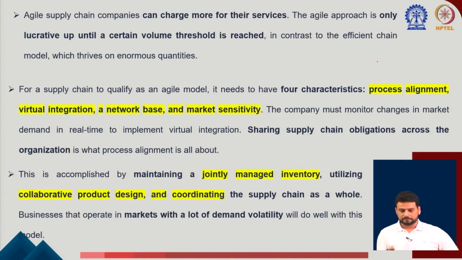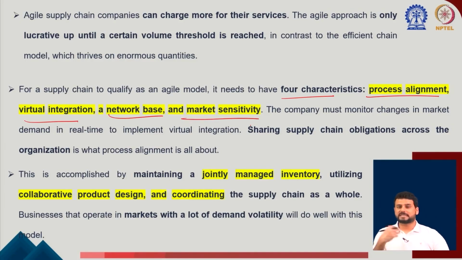So you can see, an agile kind of supply chain is required when you are dealing with those kinds of products where you are not sure about the demand, where everyday innovation is happening with the product or process, right. So in that way, the 4 characteristics are: you need to align your process, virtual integration with all the stakeholders and all the activities throughout the network, a network-wide view should be there, and market sensitivity. You need to sense the market trends, and then you can come up with that plan, right.